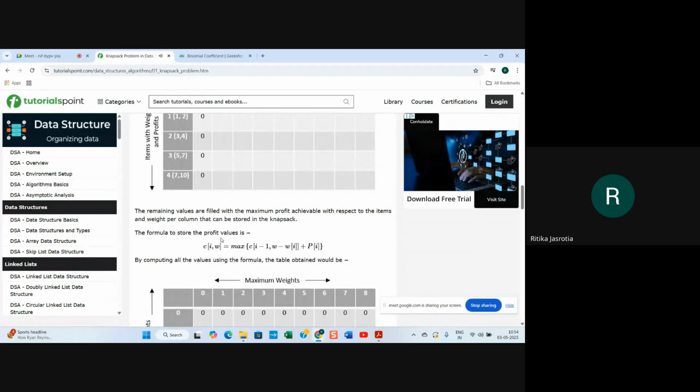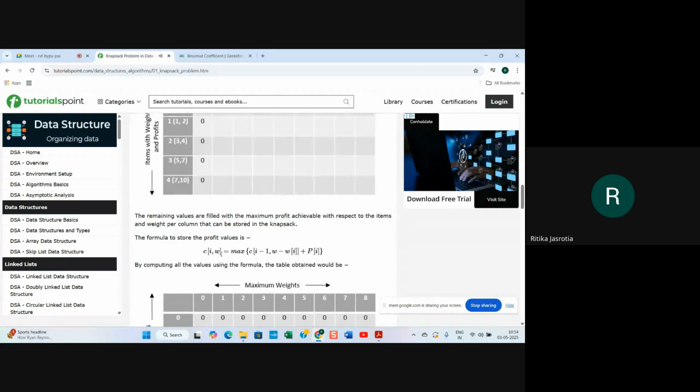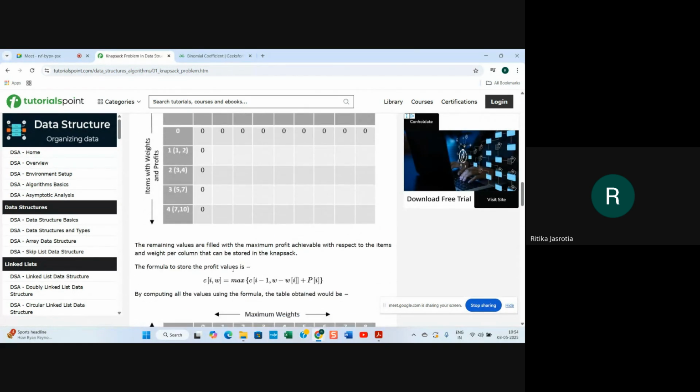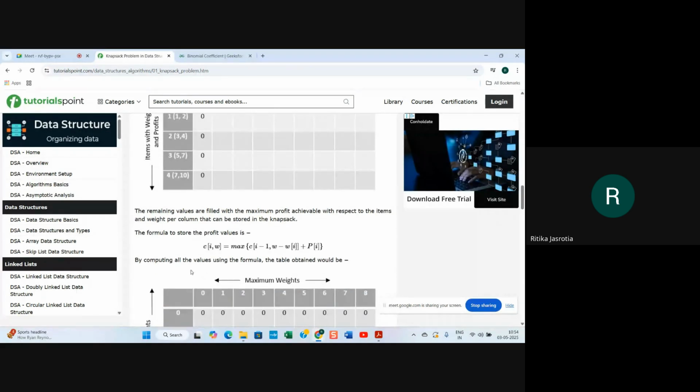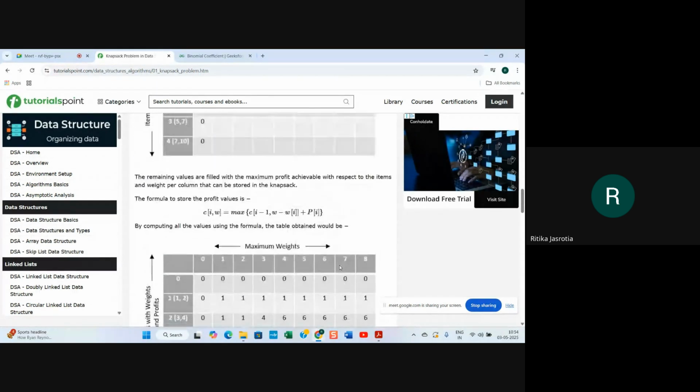So the formula to store the profit is C[i][w] equals maximum of C[i-1][w], C[i-1][w - wi] plus Pi. By computing all the values using the formula, the table obtained would be as shown.